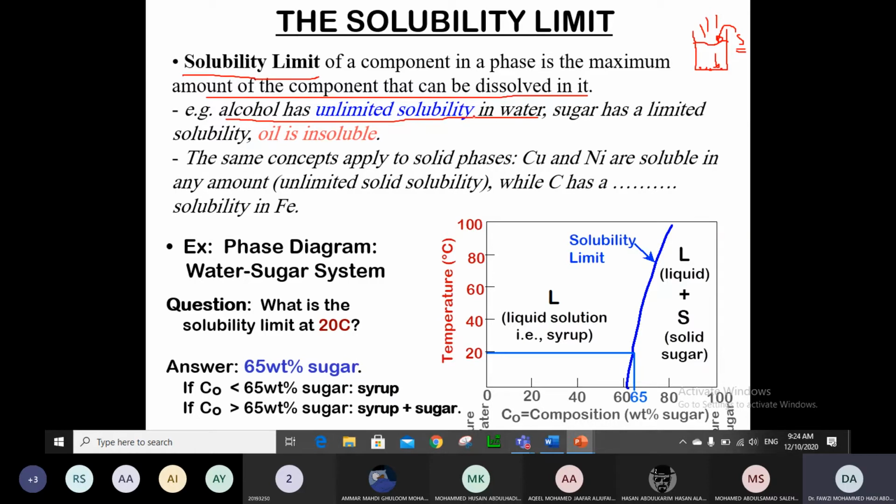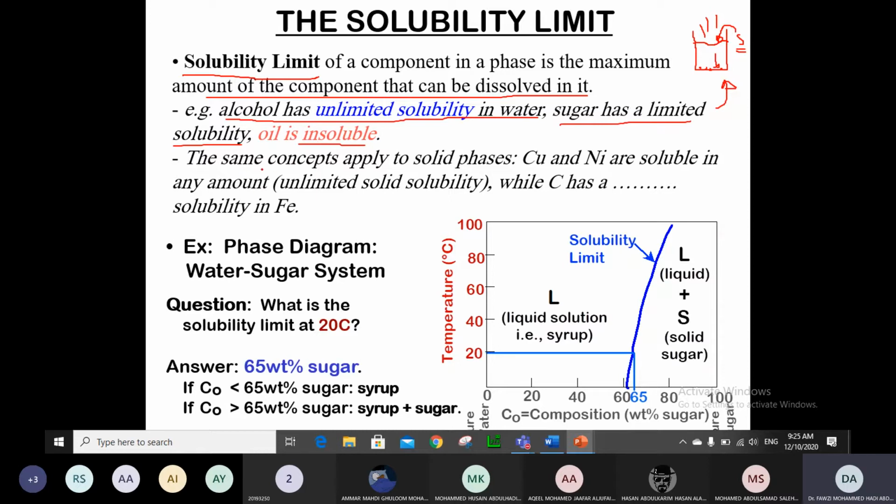So in the liquids, of course, since we are talking about alcohol and water, this is what we refer to as unlimited solubility, while sugar, as in the example that we have looked at, has limited solubility. As in the case of the sugar, we also have insoluble. For example, oil is insoluble in water. So there is no solubility at all, and we refer to it as insoluble. So we have unlimited solubility, limited solubility, and insoluble as well. That is in the case of the liquids.